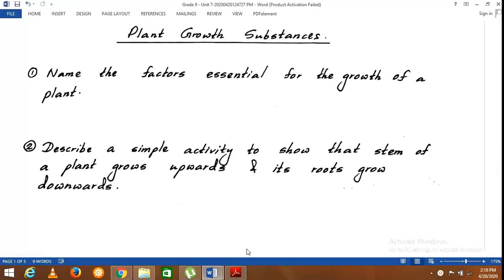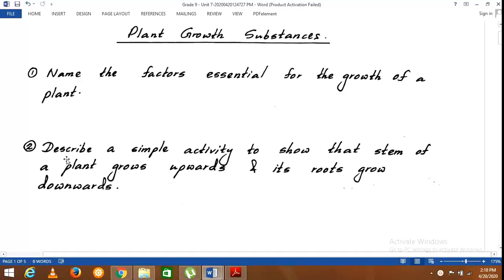Name the factors essential for the growth of a plant. The essential factors for the growth of a plant are air, water, and light. In addition to these, minerals are also required. Air, water, light, and minerals.